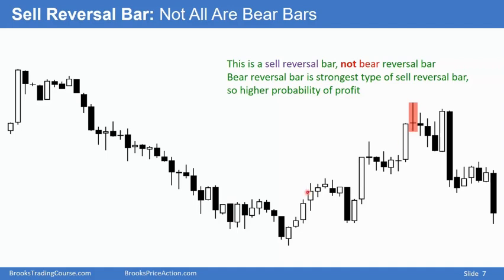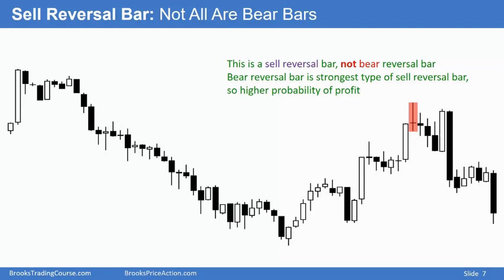Look at this bar. We got 3 pushes up, 1, 2, 3. We're at a lower high. You can call it a double top. In any case, it did not break above the top of the sell climax, the top of the bear trend. 3 legs up, so it's a wedge top.